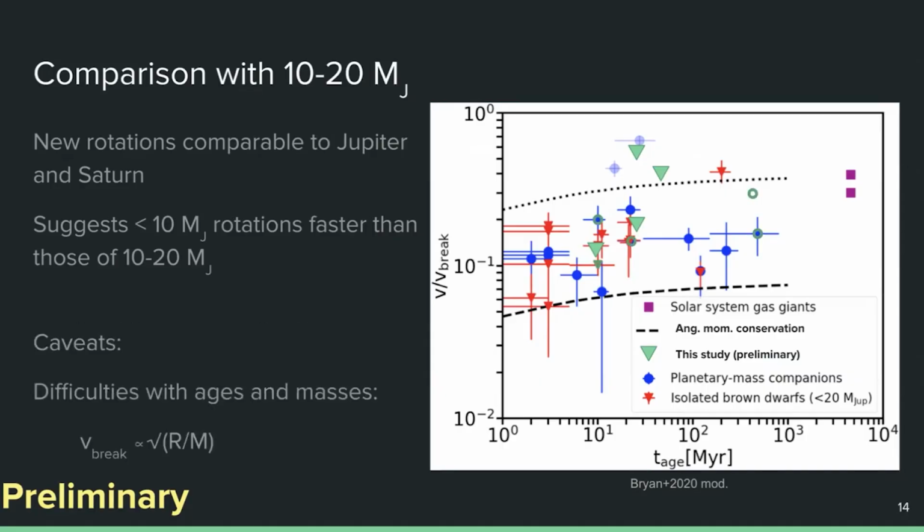And it's because there are difficulties with the ages and masses for these objects. These are using the masses and radii that come from the literature, but these are based on underestimates of their age. So these objects are actually likely to be slightly more massive and slightly smaller in radius than the literature values would suggest.